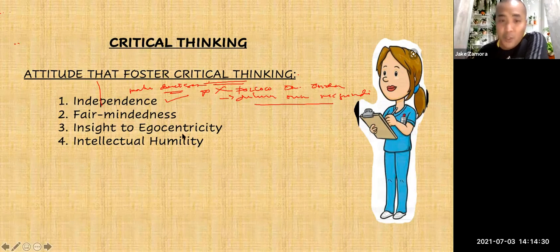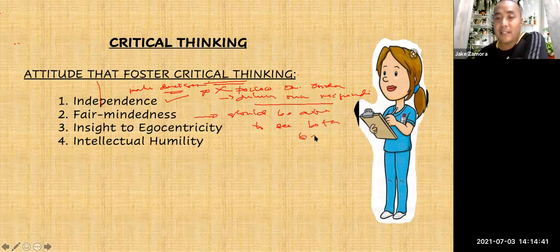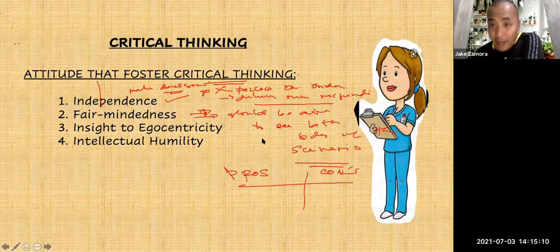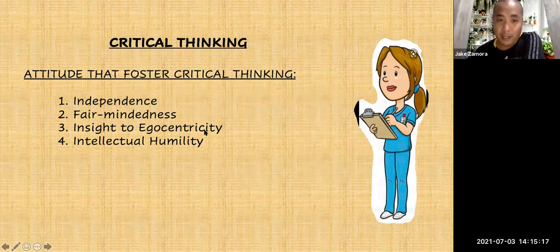So what is fair-mindedness? So when you say fair-mindedness, you should be able to see both sides of the scenario. We are not only talking about your own opinion. For example, when you have fair-mindedness, you should be willing to listen to other people also. Okay? So you will determine the pros and the cons depending on the information that you gathered based on both sides. Okay? So that one will give you fair-mindedness. Not being judgmental. Insight to egocentricity, intellectual humility. This one goes hand in hand.